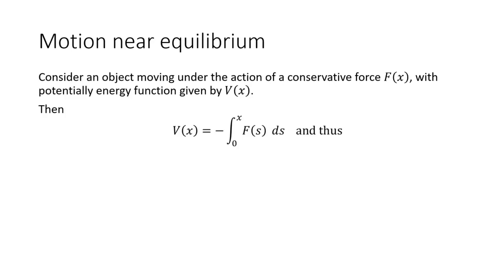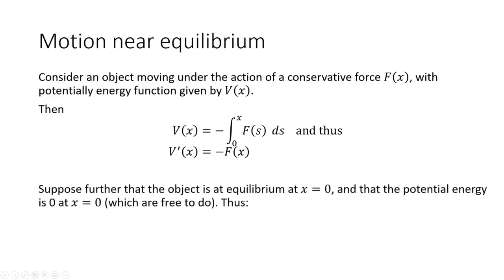Then the potential energy is defined as minus the integral from some reference point, 0 in this case, so it could be anything at all, we're free to choose this, up to x of f(s) ds. And thus, what do you get if you differentiate this? Hopefully you recognize this. This is precisely in the form of the first part of the fundamental theorem of calculus. The derivative of V of x here is just minus f of x. So definitely go and look up the fundamental theorem again and see that this is just a direct application of it. Now let's suppose that the object is at equilibrium somewhere, and we've chosen our coordinate system such that that occurs at x equal to 0.